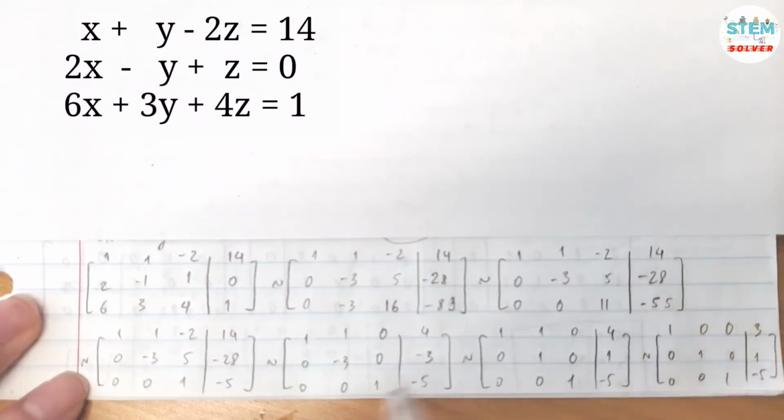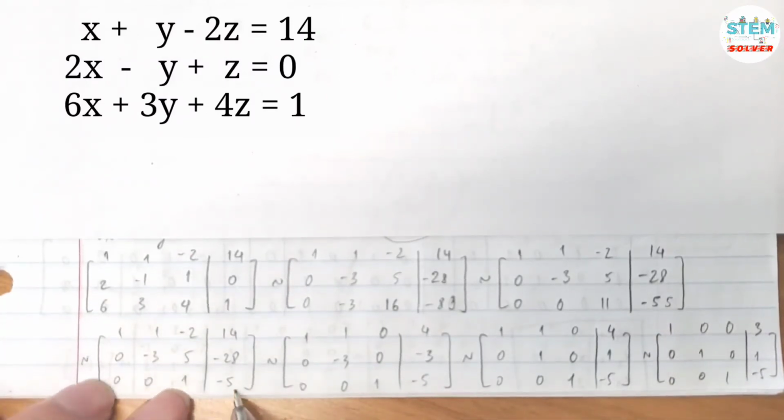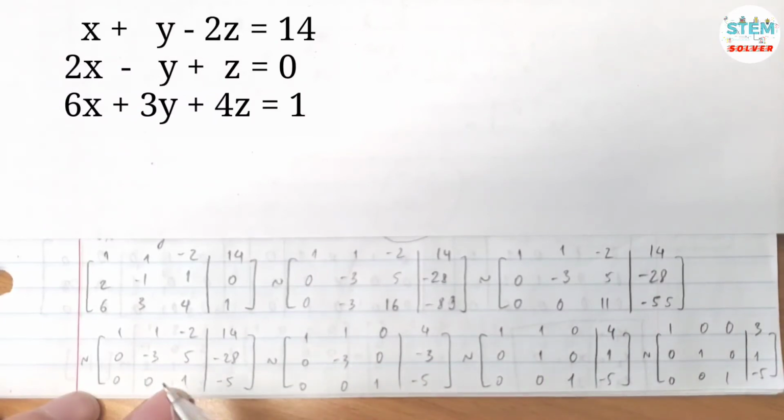So let's rewrite the first and second row. And for the third row, divide the third row by 11. So I have 1 equals -5. So that is the z value. 1z equals -5, so z equals -5. Now let's go back up. So now I have 1 right here. So I need to make this and this 0.